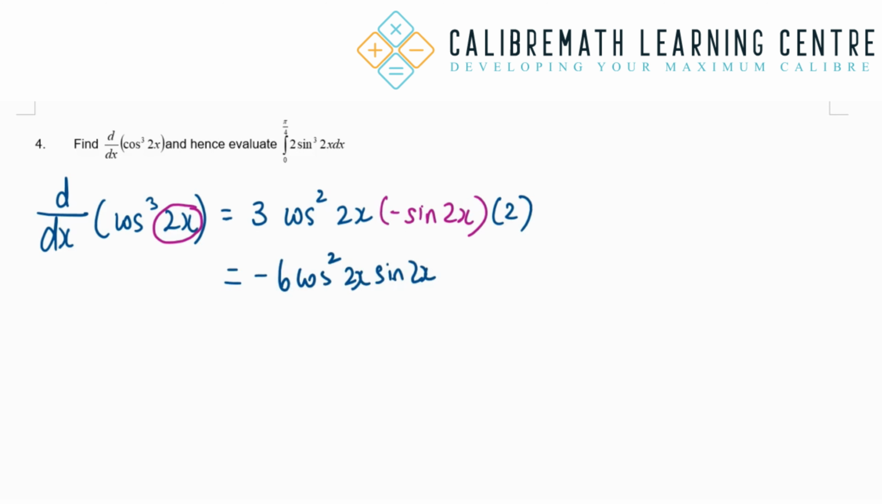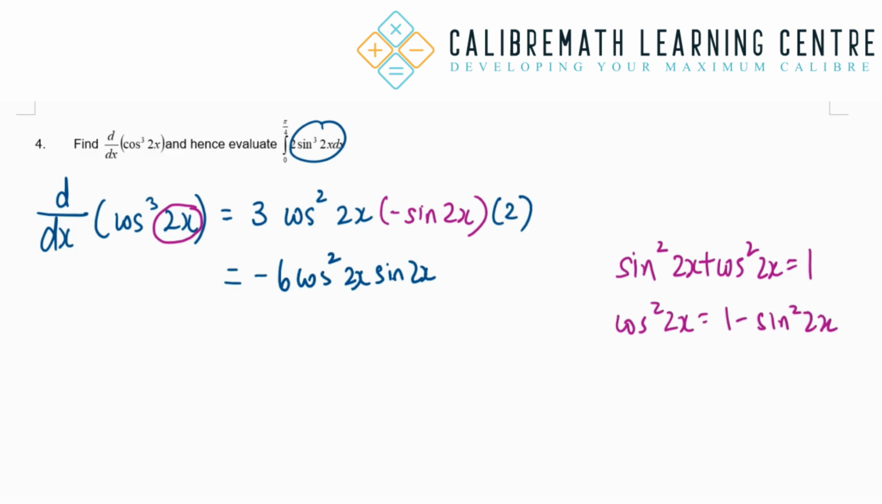Now, I'm not going to leave my answer like this because in the second part, the question needs you to get sine cubed 2x. So I will need to do some manipulation in order to get the answer to involve sine cubed 2x. So what I'm going to use is this identity, sine square 2x plus cosine square 2x is equals to 1. So by making my cosine square 2x the subject, I get 1 minus sine square 2x. So by substituting that in, I will get this.